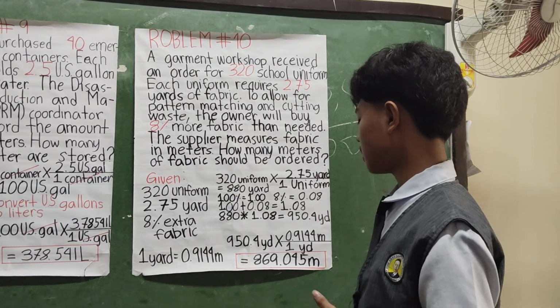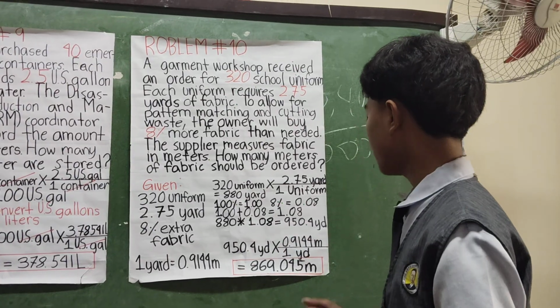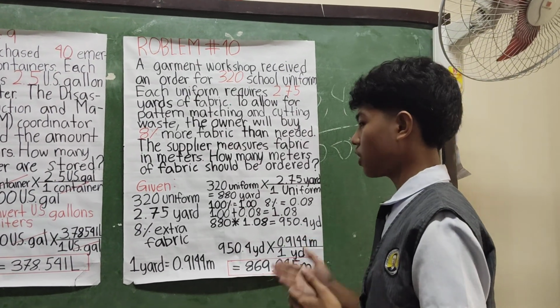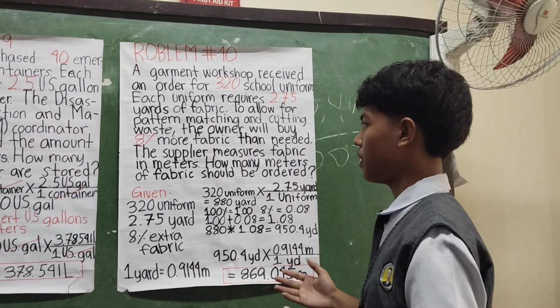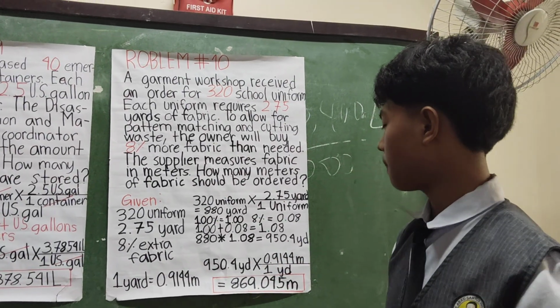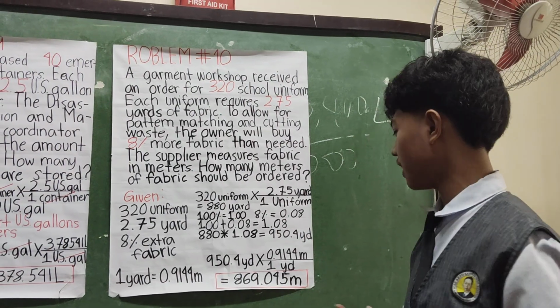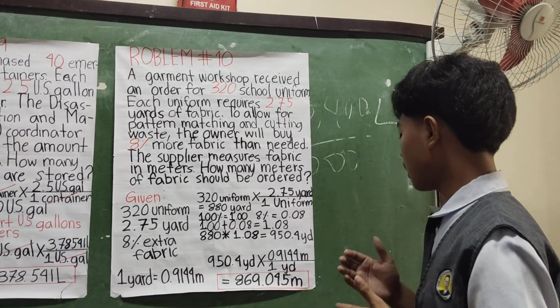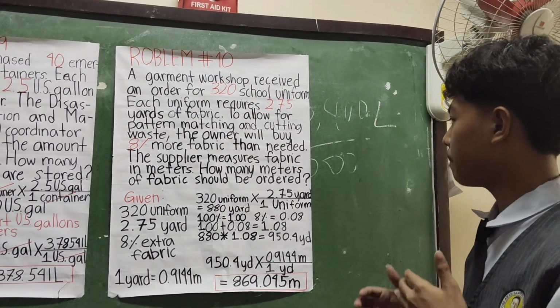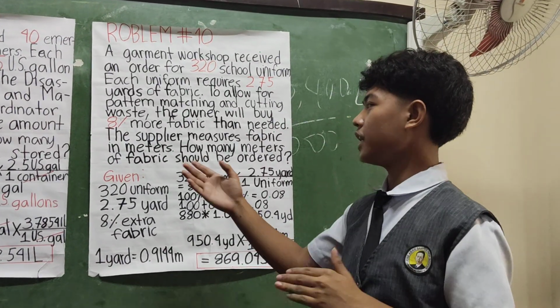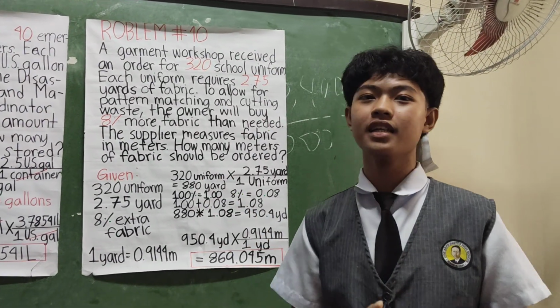The yard unit is being cancelled out, and it leaves only meters, which is the required unit in this problem. In conclusion, the garment workshop should prepare approximately 869.045 meters to make 320 school uniforms, including 8% additional fabric. And that's all.